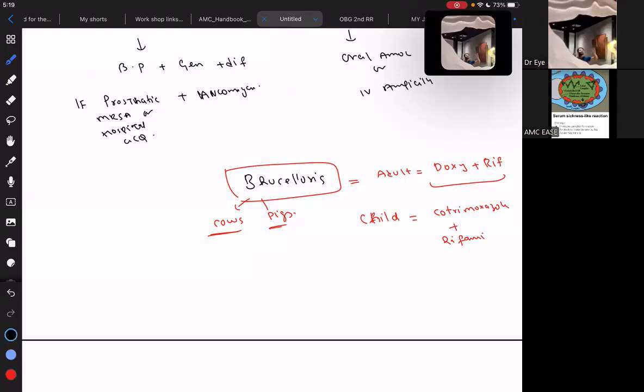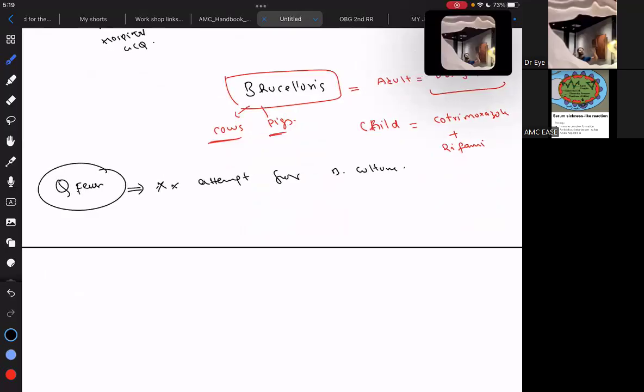Now, another important one is Q fever. What is the important part in Q fever? Please never ever attempt blood culture, because it's a biological agent. It can be used for biological warfare. So therefore, we don't have to go for the blood culture.